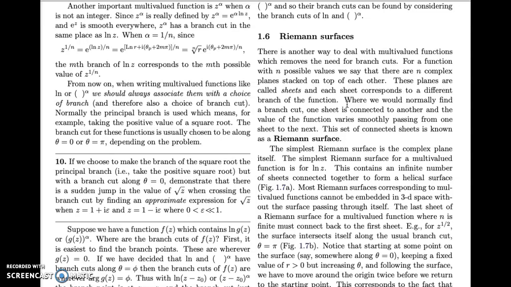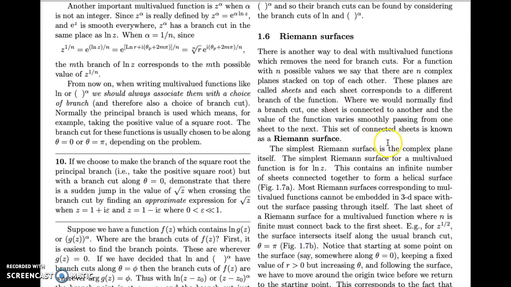Okay, so how do we get rid of the branch cuts? Well, where we would normally find a branch cut, we connect one sheet to the next one. So if we want to move from the n equals 1 branch to n equals 2, where you get a branch cut, those two sheets corresponding to those branches are connected at the branch cut. So when you pass through where the branch cut would be, you're basically just smoothly passing from one sheet to the next.